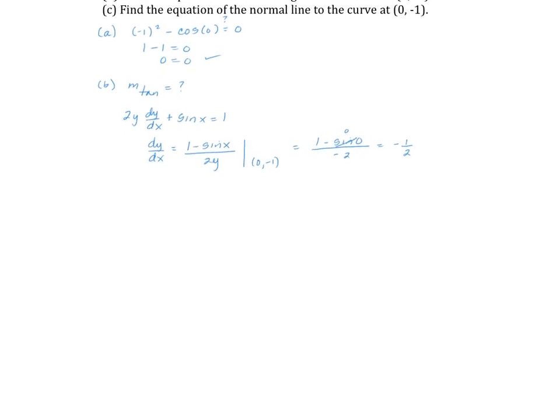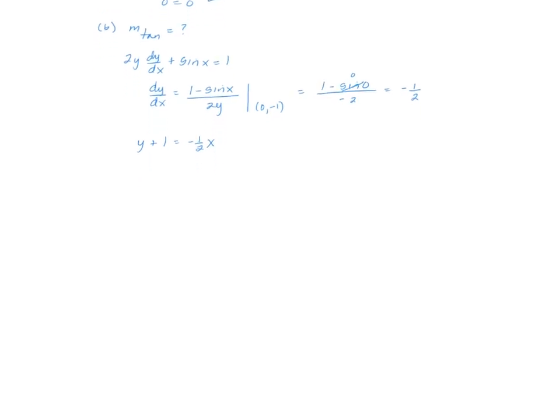And the equation of our tangent line is going to be y plus 1 equal to negative 1/2 x. And usually we would solve that for y. So I'm just going to subtract the 1 from both sides to get the equation of my tangent line.